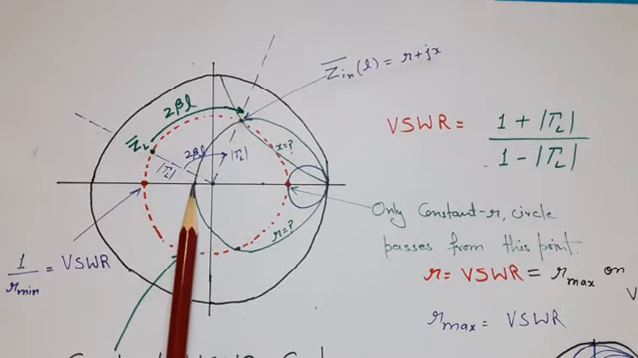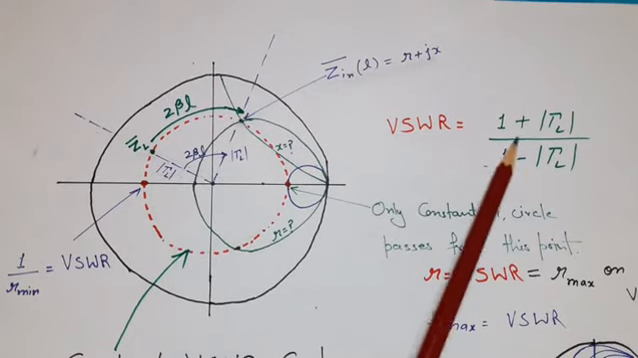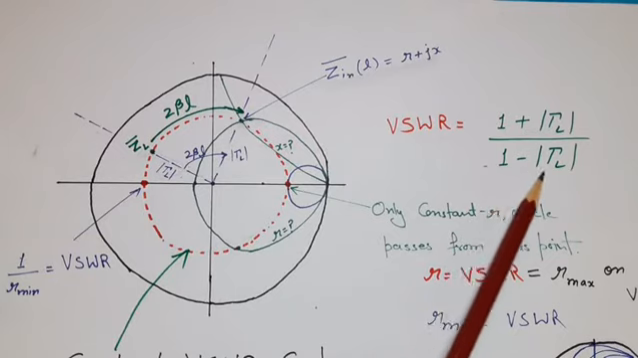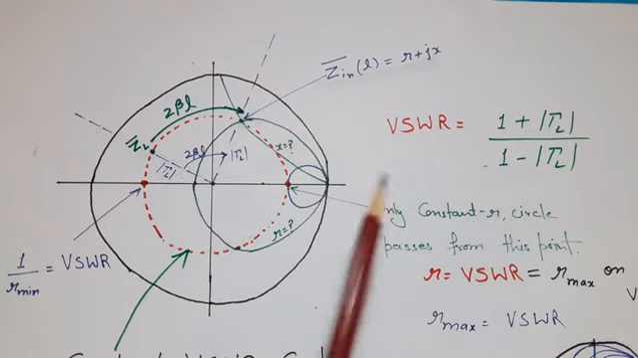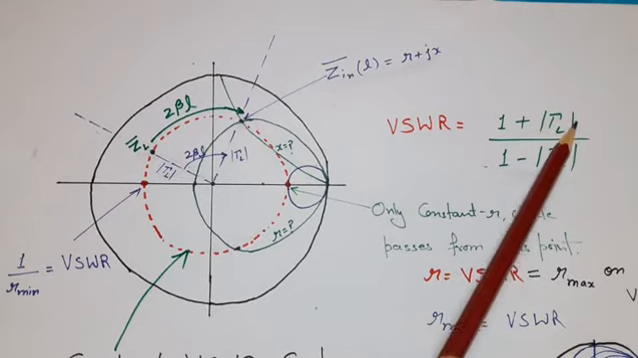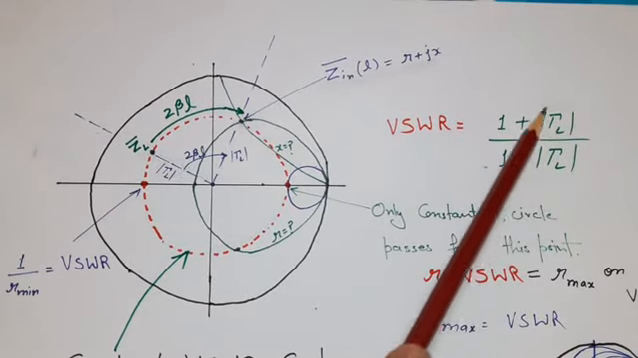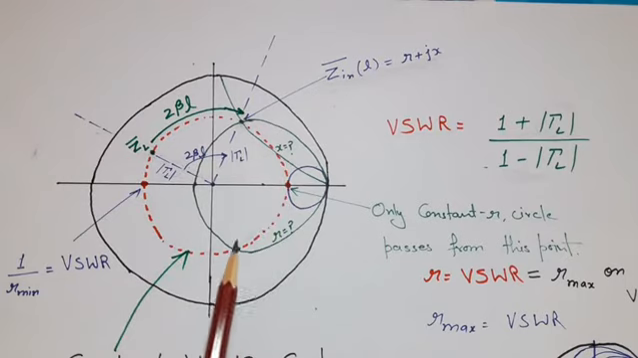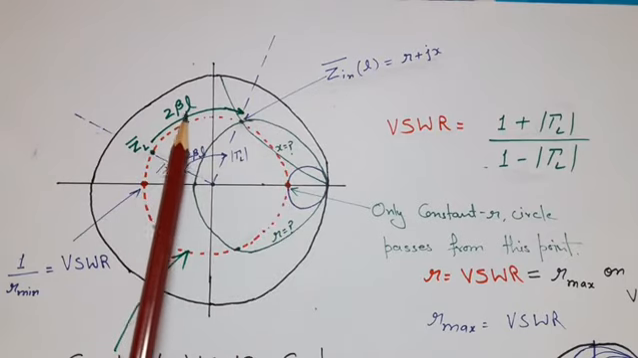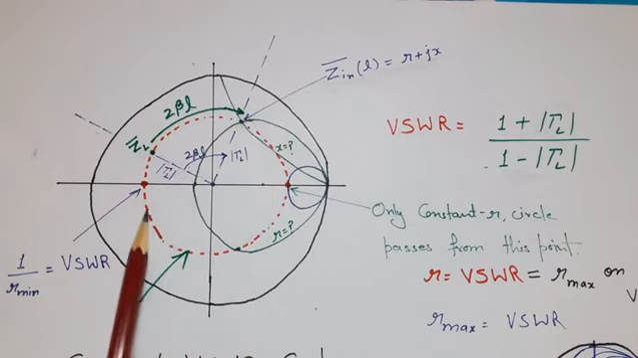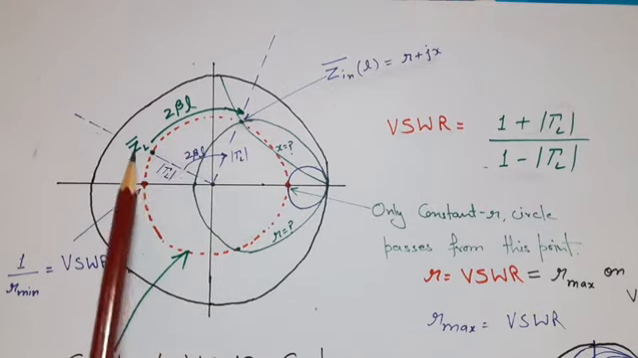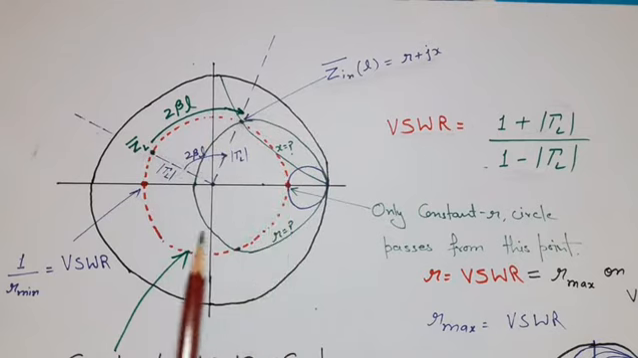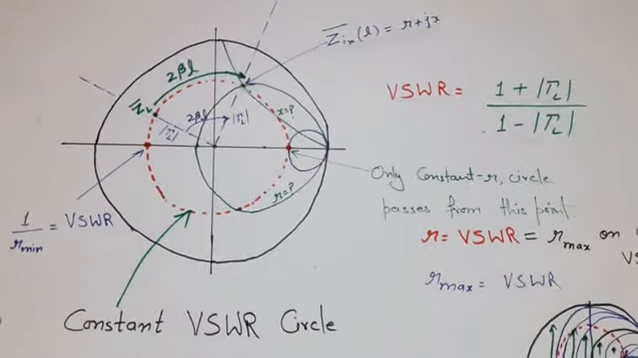And as we already know, VSWR is equal to 1 plus the magnitude of gamma L divided by 1 minus the magnitude of gamma L. This expression shows VSWR only depends upon the magnitude of gamma L, and the magnitude of gamma L is the same on the periphery of this complete circle. So we can say on this complete circle the magnitude of gamma L is the same and therefore VSWR is also the same, and that's why this circle is known as the constant VSWR circle.